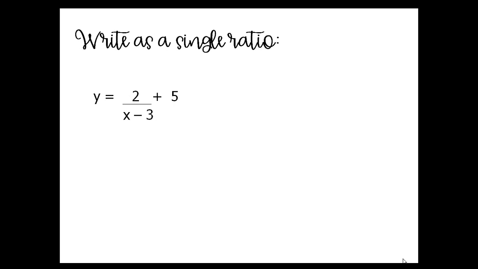So I have an example here, and then what you're looking for is basically you're adding a fraction with something that's not a fraction. So if you remember that, way back, you need to have a common denominator. So I look and see the denominator is x minus 3. And I did make the 5 into 5 over 1, just so it does have a denominator.